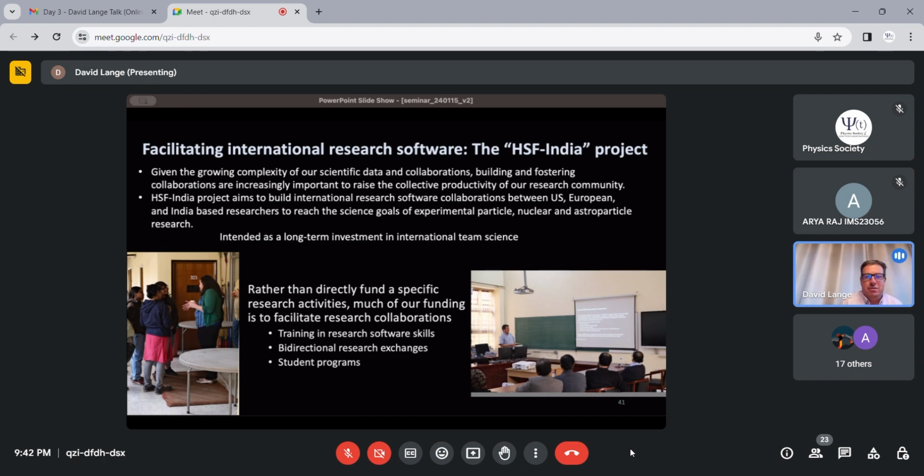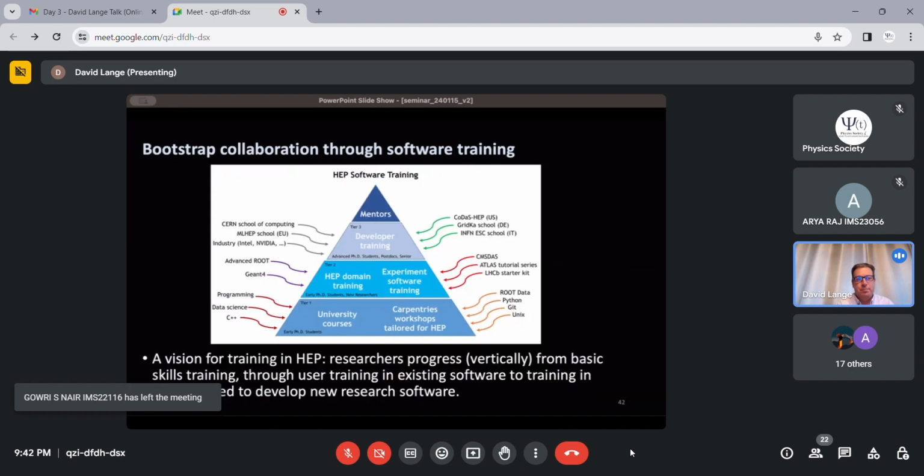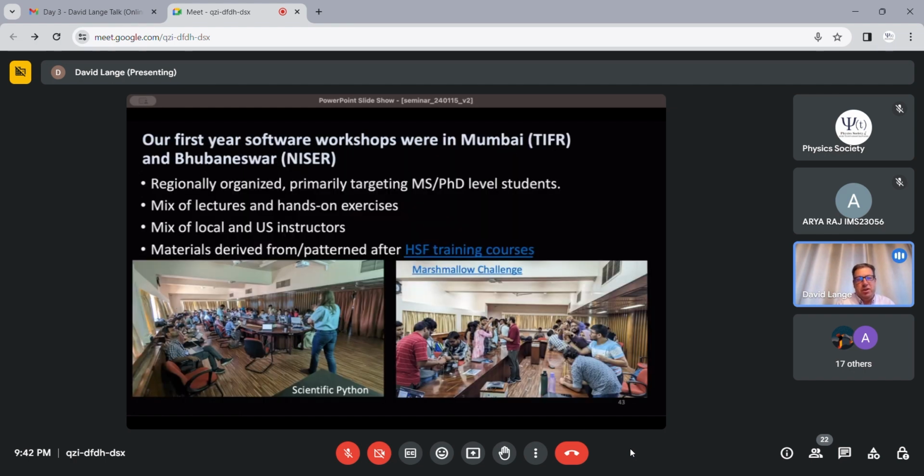This is different from a typical project, where you typically get funded to build something or to write some code. This project is quite different. It's really meant to facilitate collaborations. And I'll talk about a few examples. We're doing training events and research exchanges, where the idea is to get people working together on research software.